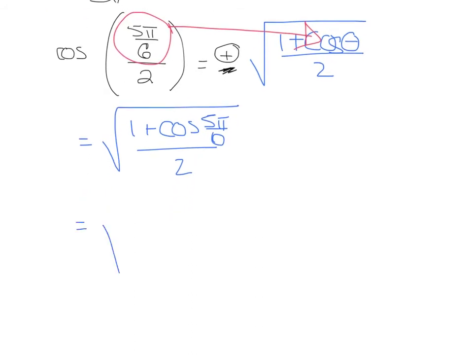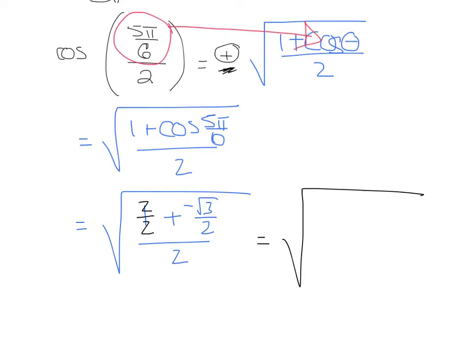We get equals the square root of 1 plus, 5 pi over 6 is in quadrant 2. Cosine is root 3 over 2 there. And it's positive or negative, guys? Negative, good. Over 2. So the 1 is going to change to 2 over 2. Notice that once you get the hang of this, it gets a little bit easier, and I get 2 minus root 3 over 2 over 2. I'm sorry, I said 1, I meant 2.